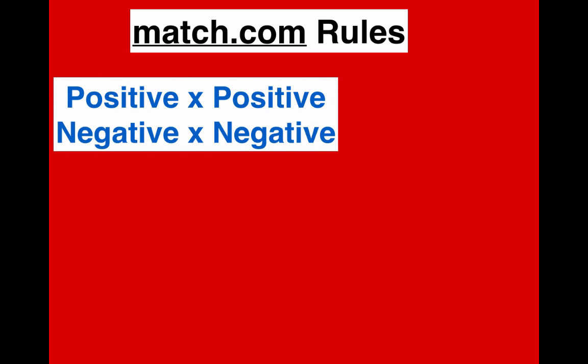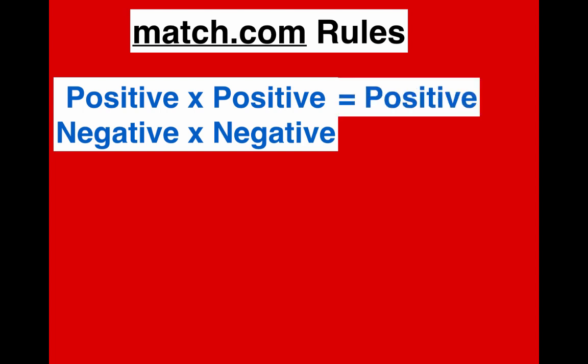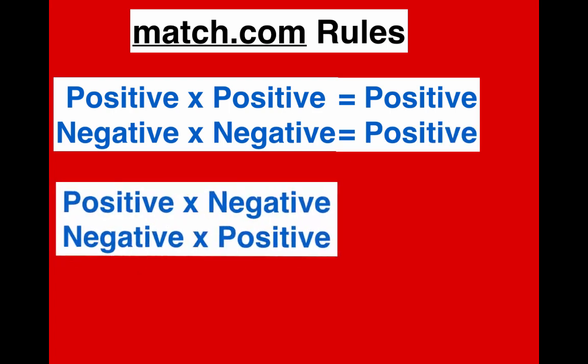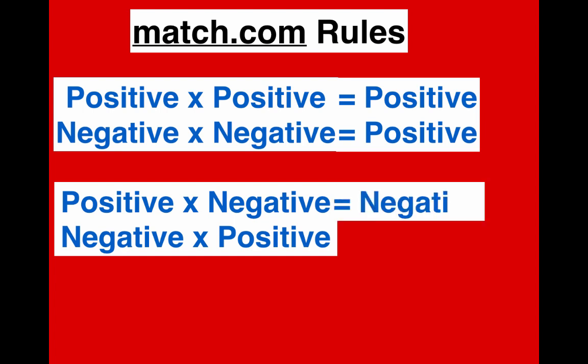Positive and a positive is a good thing. It's a match. Or a negative and a negative, those are two things that match up. So that's positive. That's a good match. Both of these would have positive answers. But if you're multiplying opposite signs, if you try to do a positive times a negative or a negative times a positive, oh, well, those are bad. Those are not a match on Match.com. So that would be a negative match.